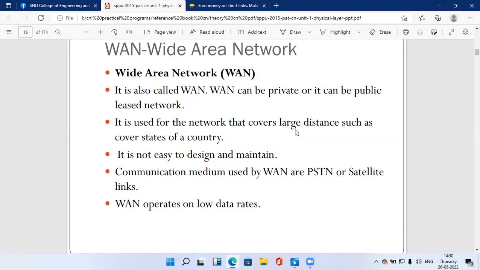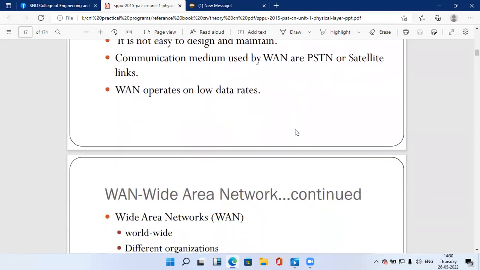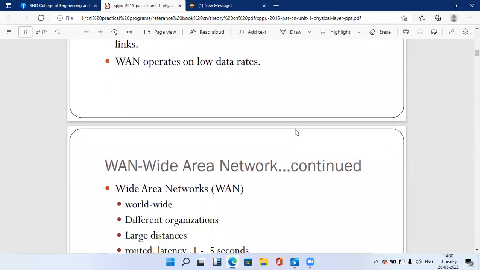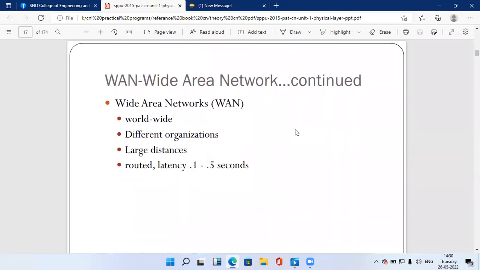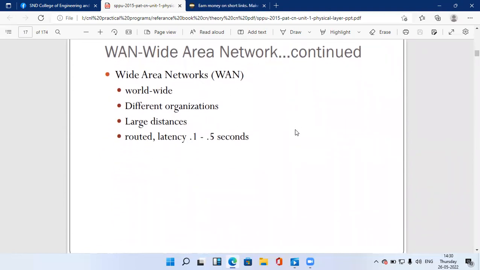The communication media used by WAN are PSTN or satellite links. WAN operates on low data rates. Actually, LAN operates at higher data rates, while WAN operates at low data rates. The next point is that the wide area network covers worldwide. Different organizations use the WAN network. It covers large distances.